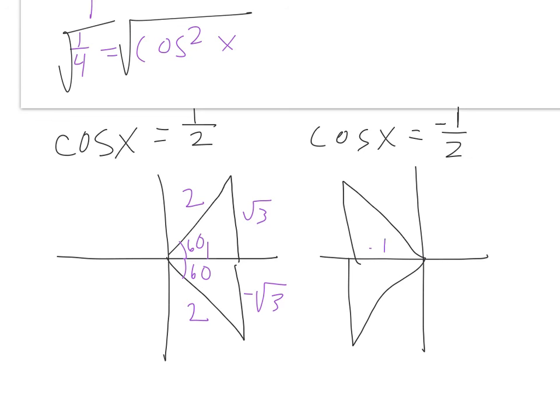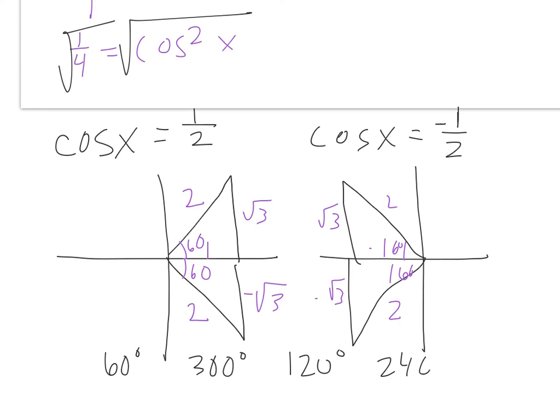My adjacent is negative 1, my hypotenuse is 2, your square root 3, your negative square root 3. So again, reference angle is 60, 60. So the 4 angles I'm dealing with is 60 degrees, and this one would be 300 degrees, and 120 degrees, and 240 degrees. You have to change all of those into your radians.